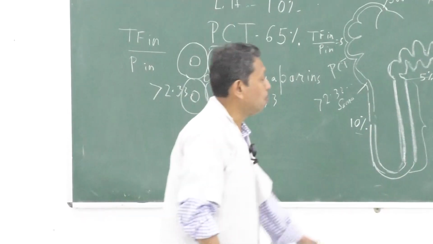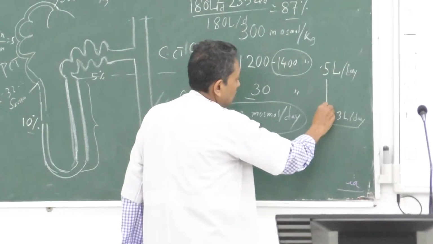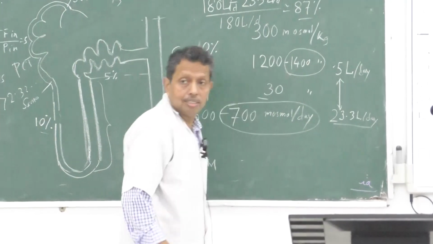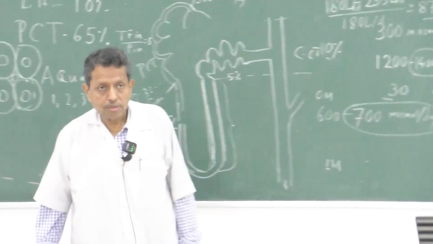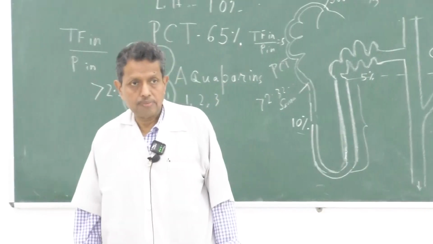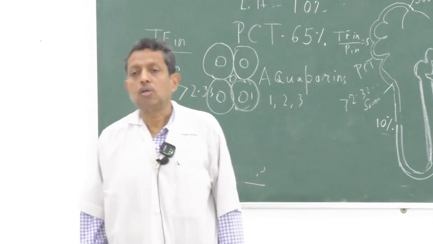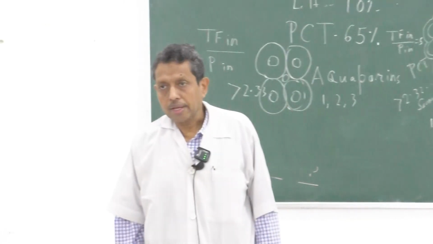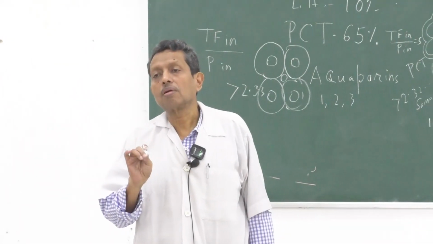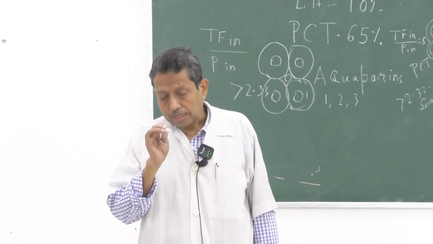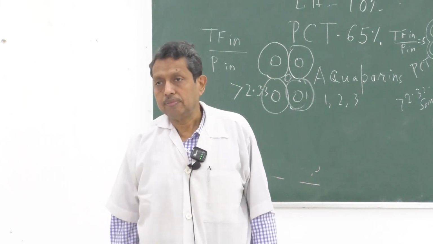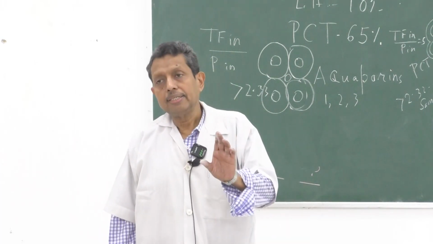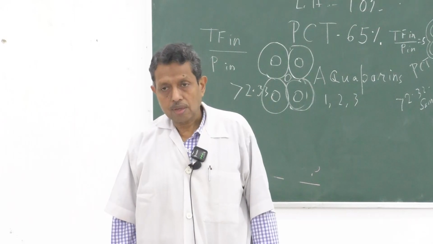So 0.5. So the range is from this point up to this point. Within range, there is excretion of the urine. Clear? Because we have a limit to concentrate our urine, and we have a limit to dilute the urine, and within it you can vary.